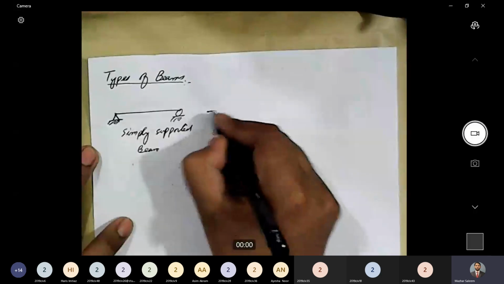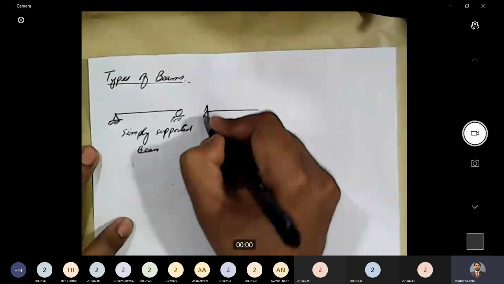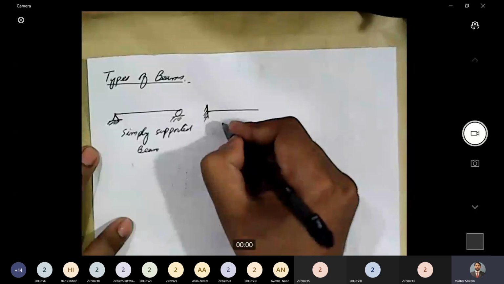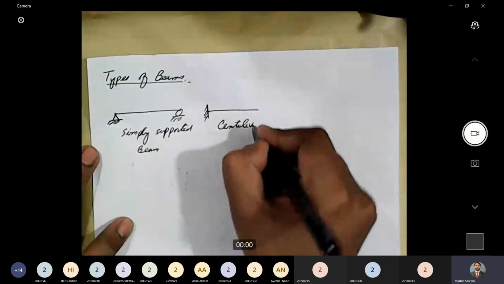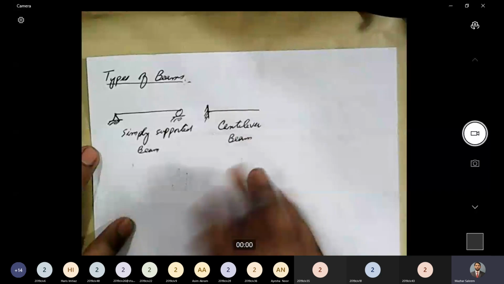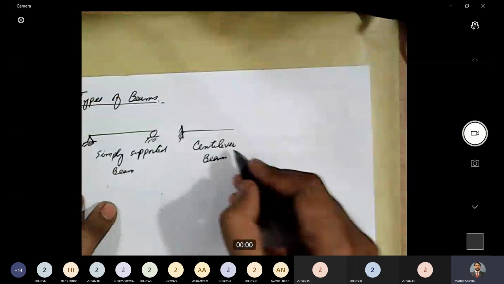Another type of beam is a cantilever beam. A cantilever beam has one fixed support and the other end is free. So this is a cantilever beam. And then we have an overhanging beam.